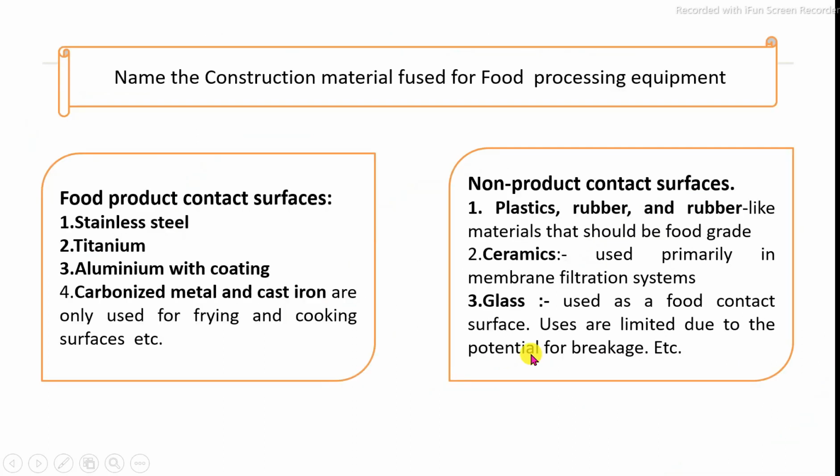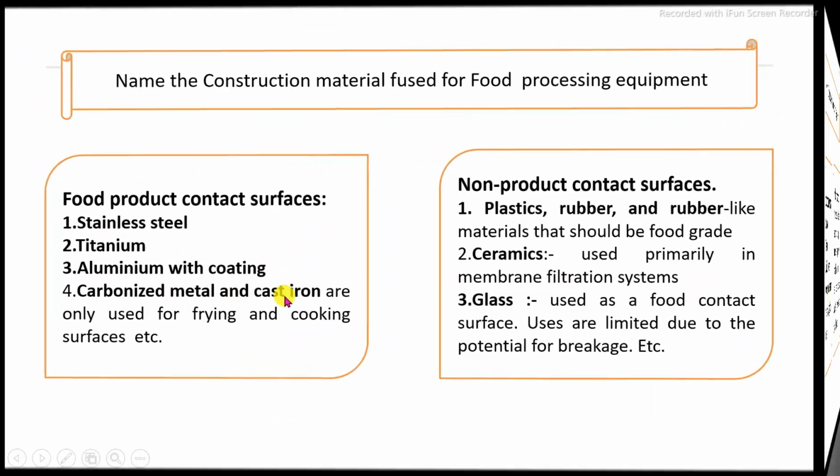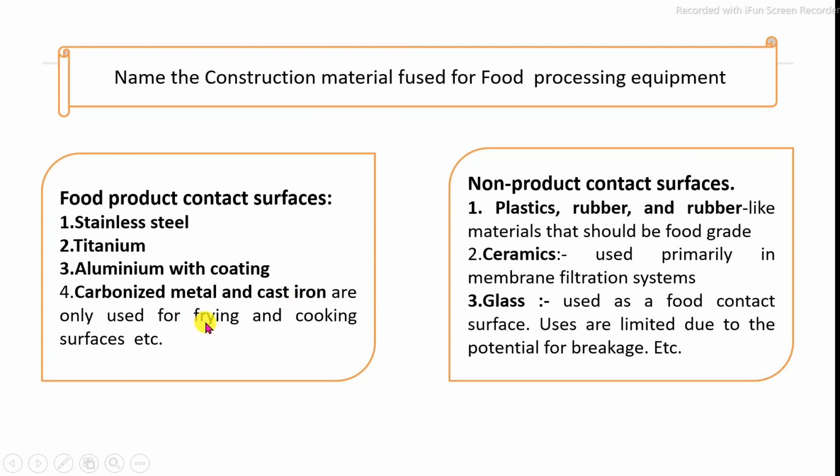For the main material used in food processing equipment construction, the first is the direct food contact surface, for which stainless steel, titanium, aluminum, coated calibrated metals, and cast iron are used, the latter specifically for frying and cooking surfaces. The second is the non-product contact surface, for which plastic, rubber and rubber-like material, ceramic, and glass are used, where the food is not in direct contact with the processing equipment.